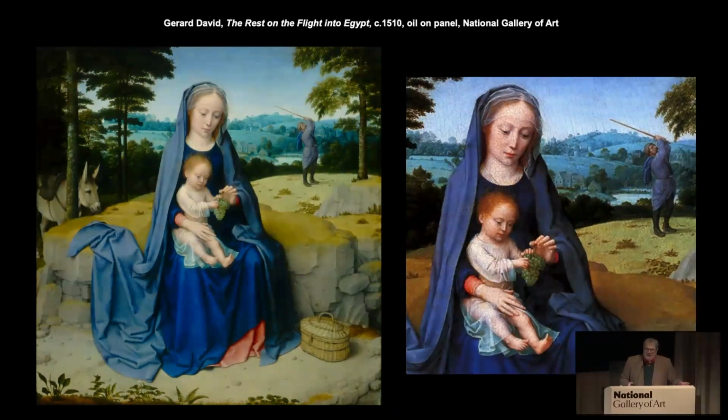Here, the rest on the flight into Egypt, there is no canonical source for that. There is the flight into Egypt. Matthew mentions that. But there's no mention that at a certain point they take the exit and decide to have a picnic and rest. That's totally apocryphal. And we know where it comes from. It comes from the Gospel of Pseudo-Matthew.